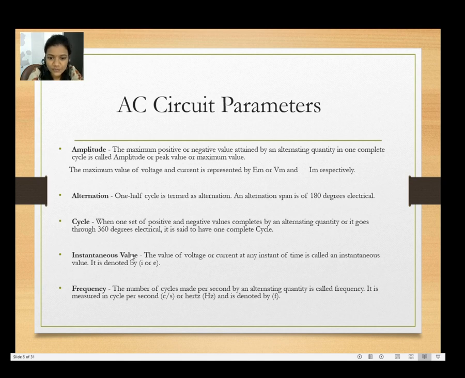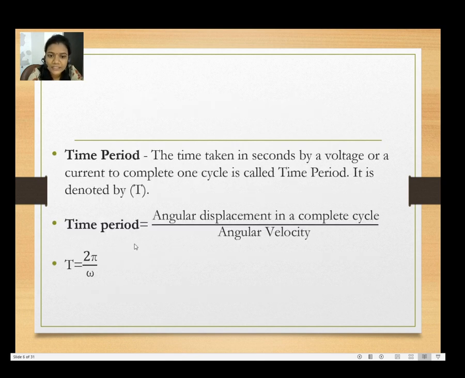Then instantaneous value. The value of voltage or current at any instant of time is called an instantaneous value and it is denoted by i or e. Then what is frequency? The number of cycles made per second by an alternating quantity is called frequency. We measure the frequency in hertz and it is denoted by f. Then next parameter is time period. The time taken in seconds by a voltage or a current to complete one cycle is called the time period. It is denoted by T.